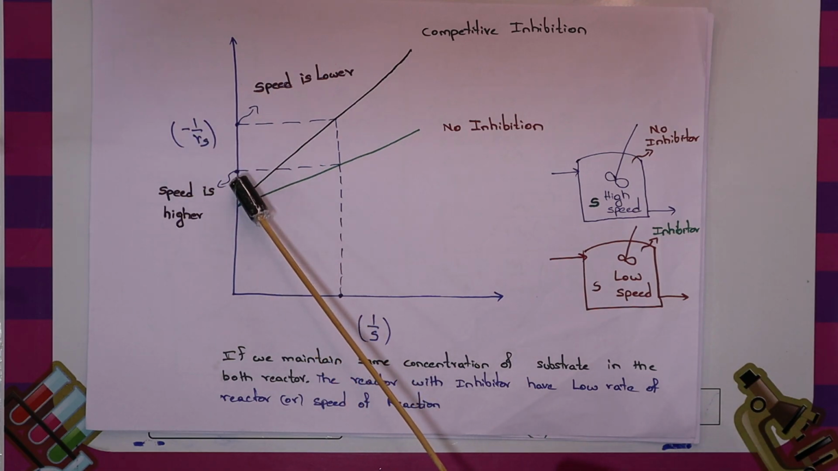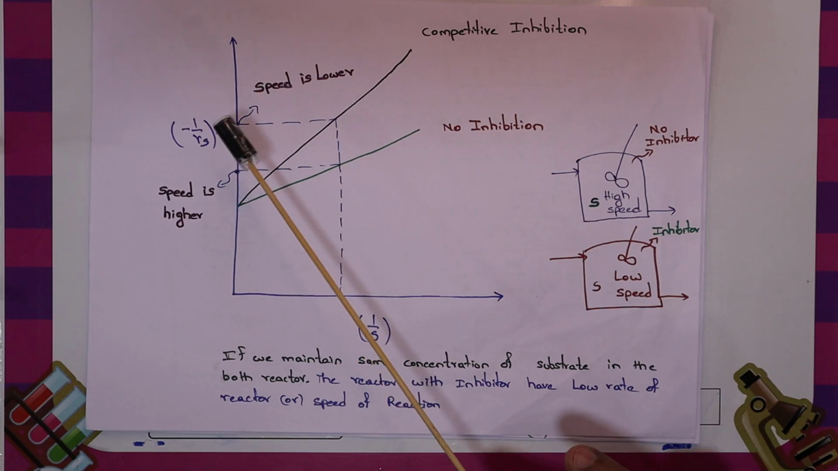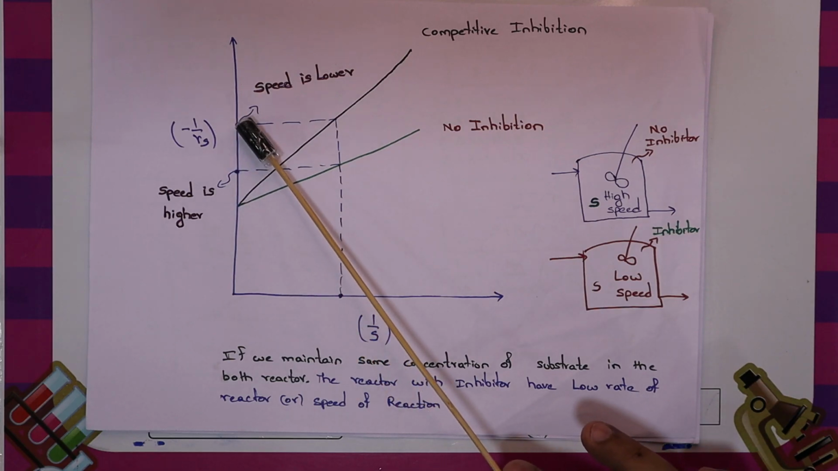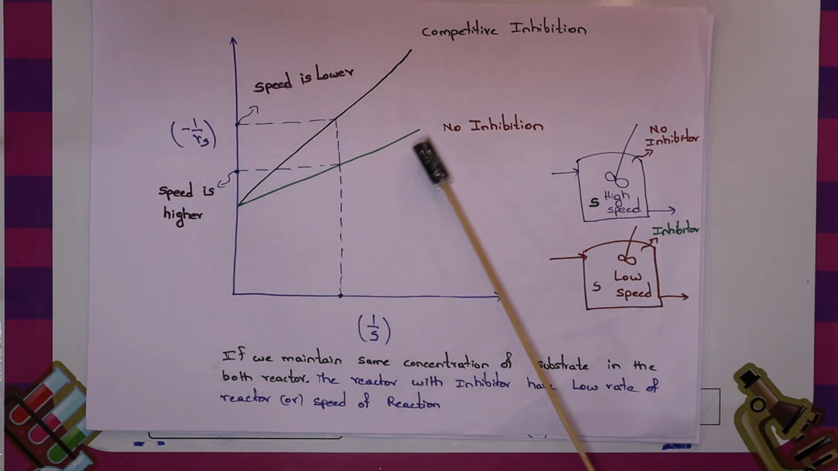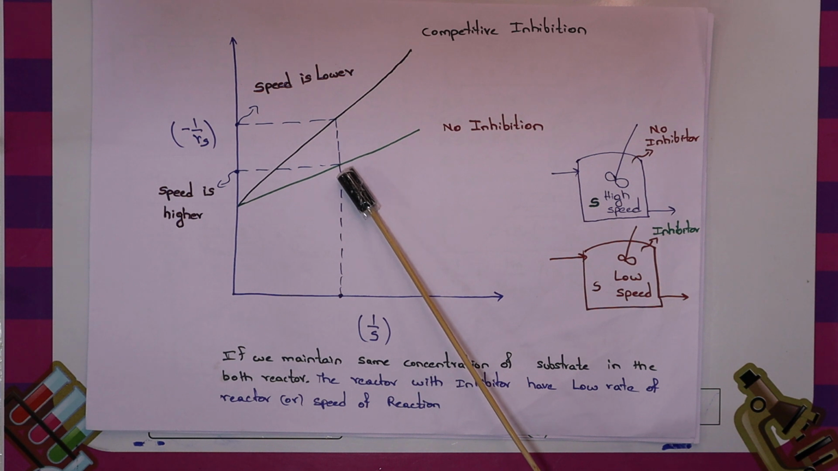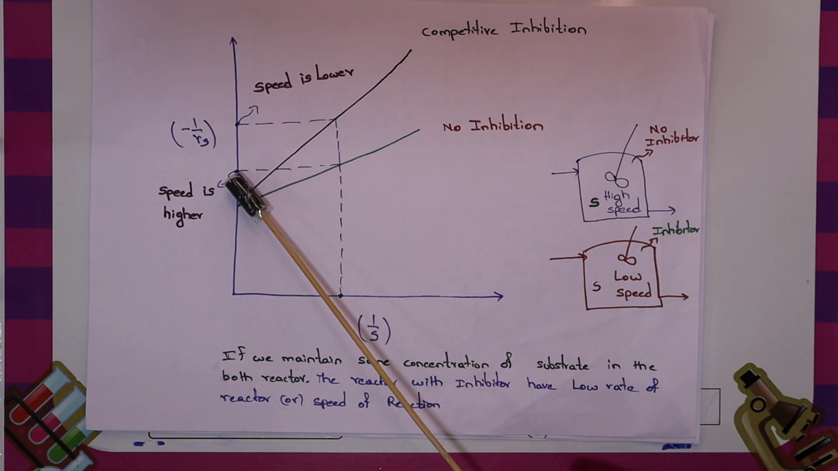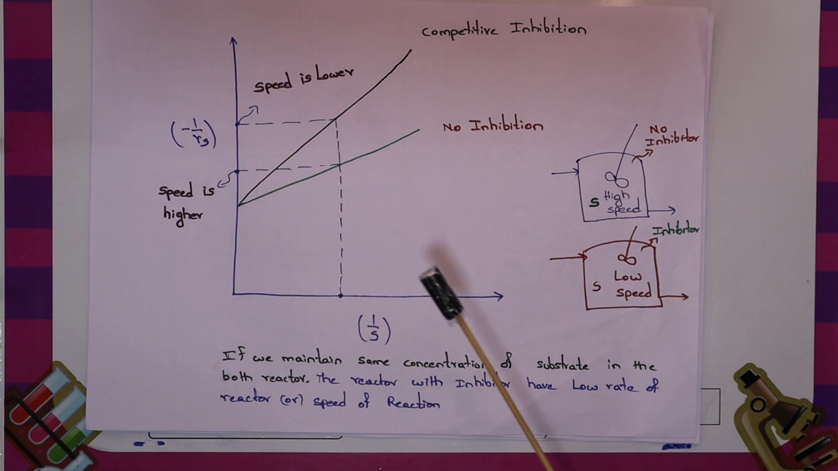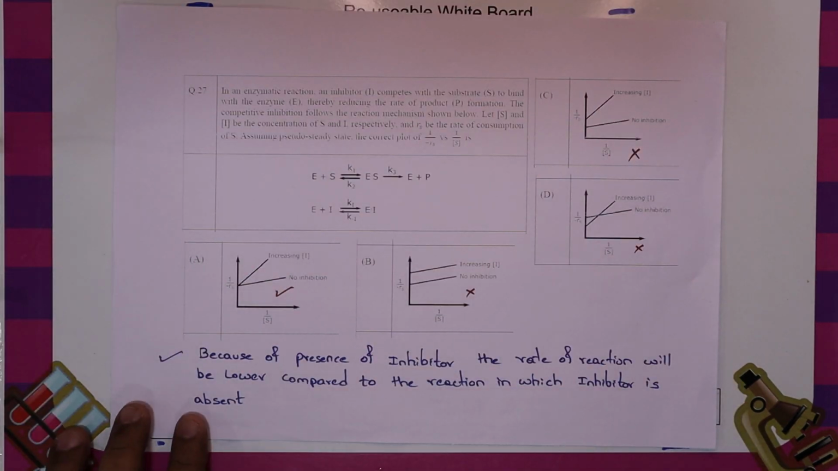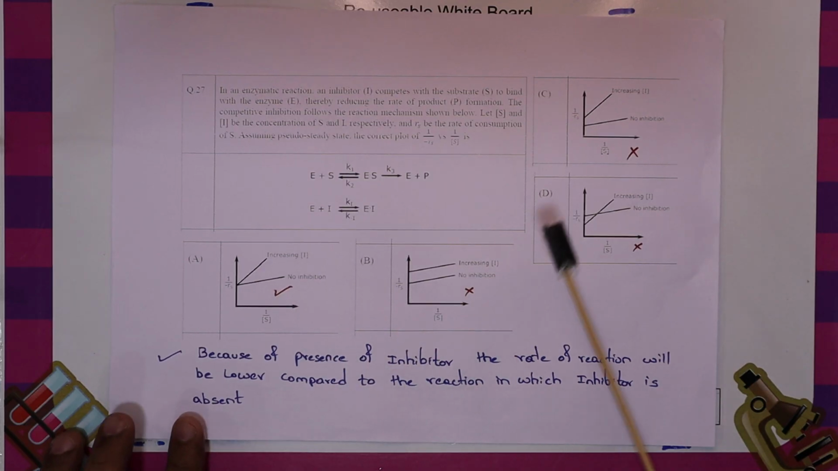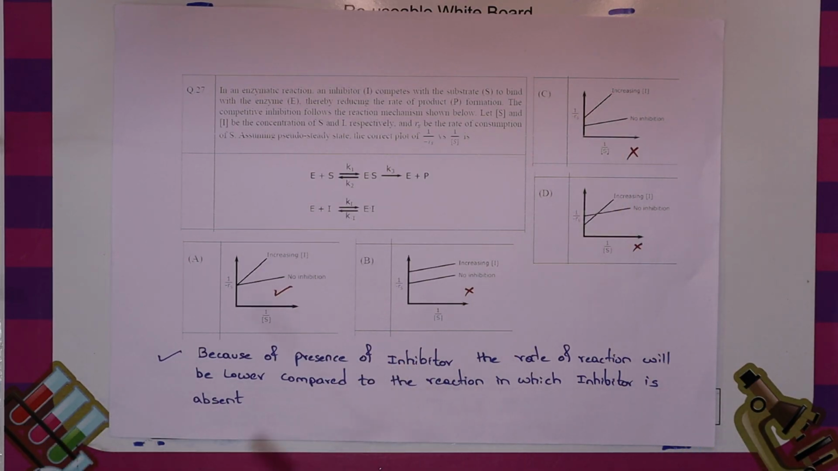The one which is lower will have the higher speed. The one which touches at the top will have the lower speed. That means in case of no inhibition, the reaction proceeds much faster compared to the inhibition process. So the correct option will be the first one, the rest are incorrect. Thank you. Let us move to the next problem.